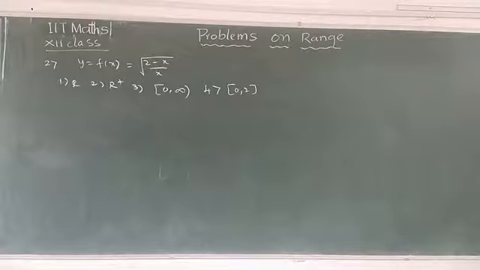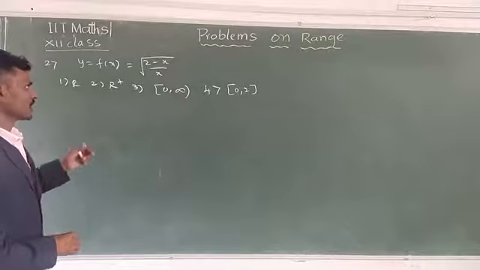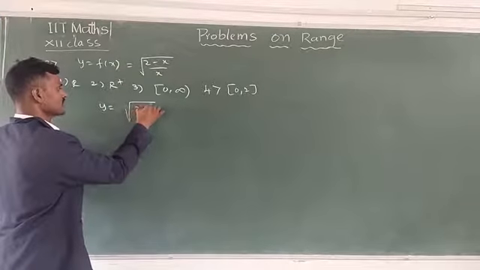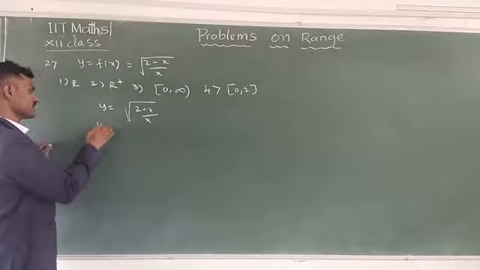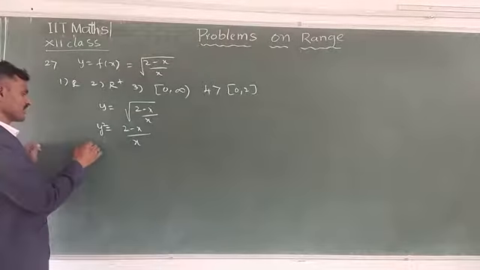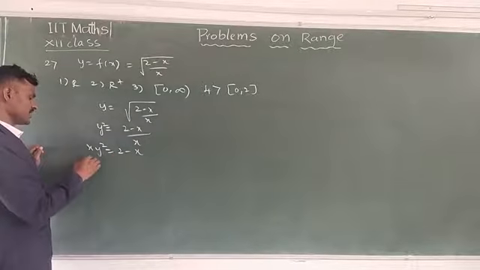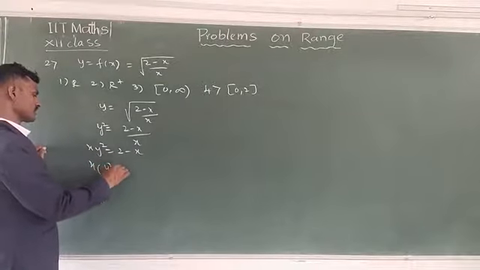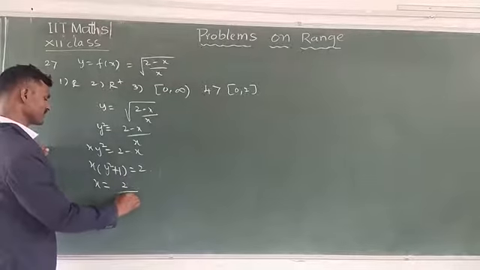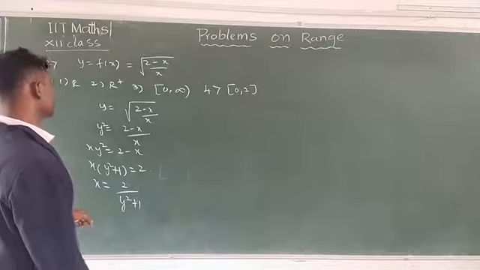Next, second problem: y is equal to f of x is equal to under root of 2 minus x by x. Now we have to express x in terms of y. Squaring on both sides, y square is equal to 2 minus x by x. Cross multiply: x y square is equal to 2 minus x. Send this x to this side and take x common: x times y square plus 1 is equal to 2. Now x is equal to 2 by y square plus 1.